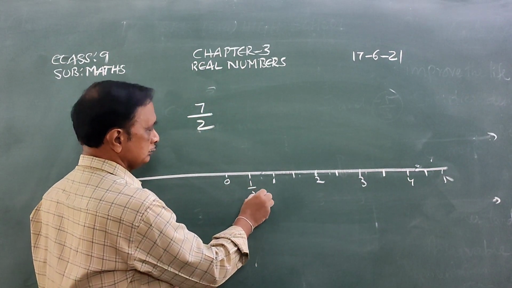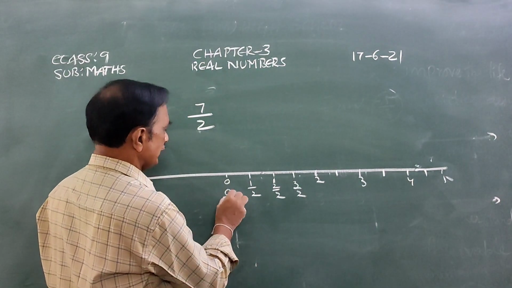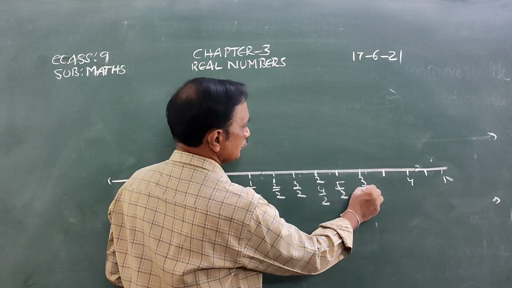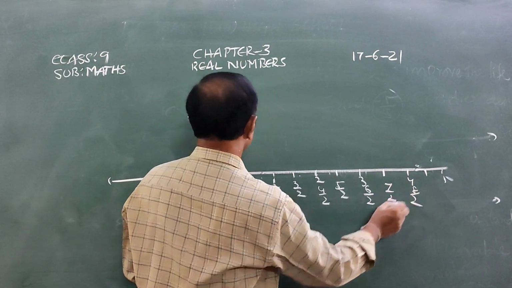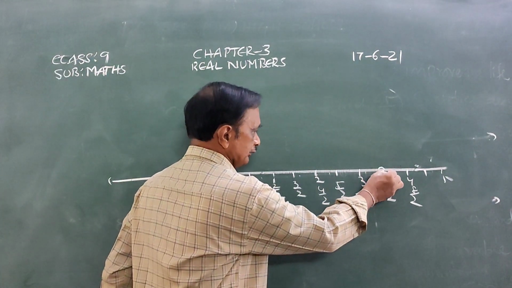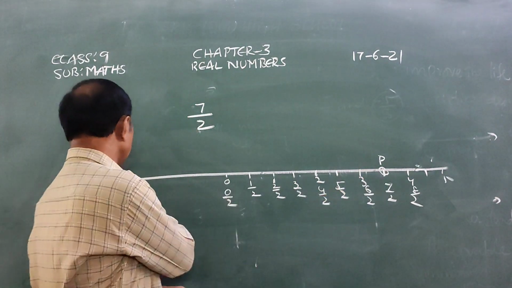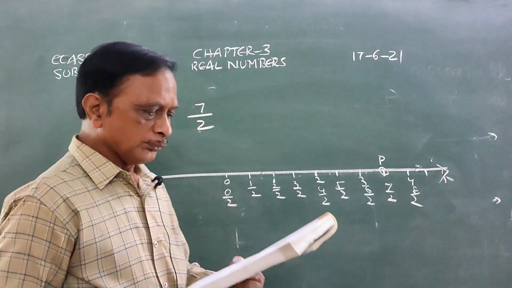It is 1 by 2, 2 by 2, 3 by 2, maybe 0 by 2, 4 by 2, 5 by 2, 6 by 2. What is 6 by 2? 3. 7 by 2, 8 by 2. What is the required number? 7 by 2. Here, 7 by 2 lies here. Let it be P. Here the point P on this number line represents 7 by 2. Now, you take the problems given and do this.